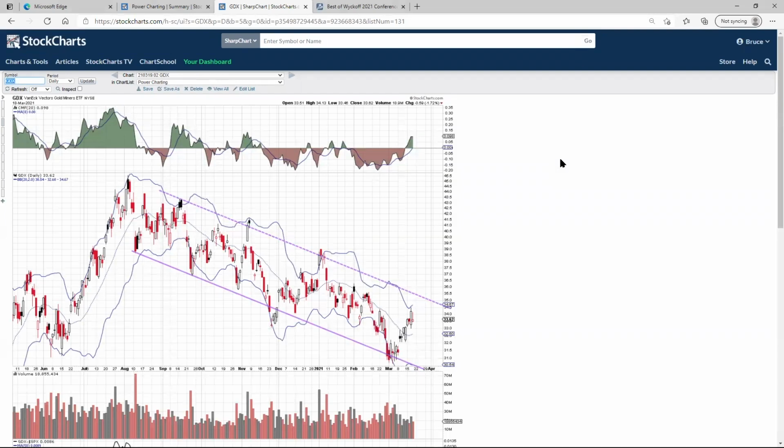Just a quick look at GDX. This is gold, and you will see here we've looked at this channel before. We've talked about it in the Wyckoff market discussions in the last number of weeks, but here are the two anchor points for our trend line.